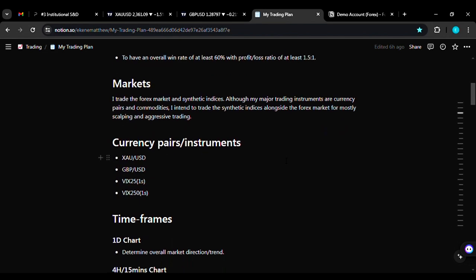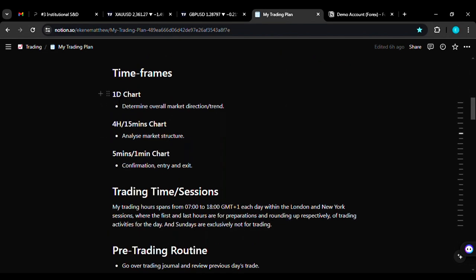So here on my trading plan, you see there. My time frames are the daily time frame, the 1 day chart, to determine overall market direction and trend. In the 4 hour and 15 minutes chart, I analyze market structure. 5 minutes and 1 minute chart are for confirmation, entry and exit. So the 1 day time frame and 4 hour time frames are my higher time frame. The 15 minutes time frame is my medium time frame. Then the 5 or 1 minute time frame is my lower time frame.